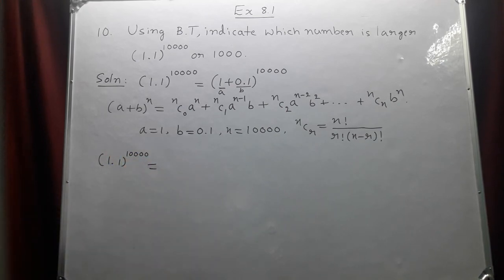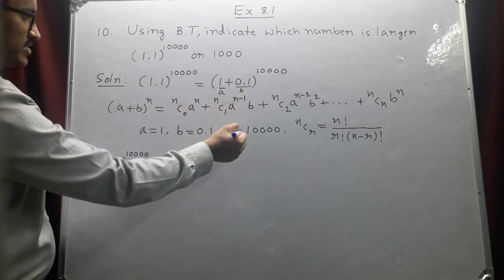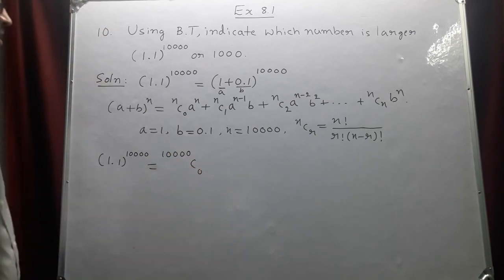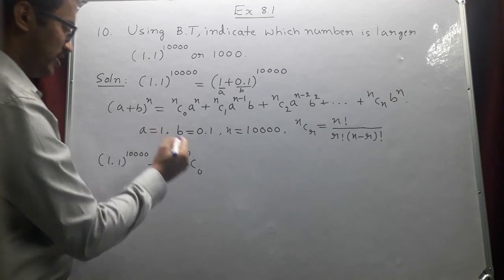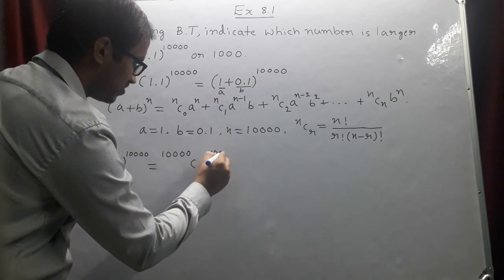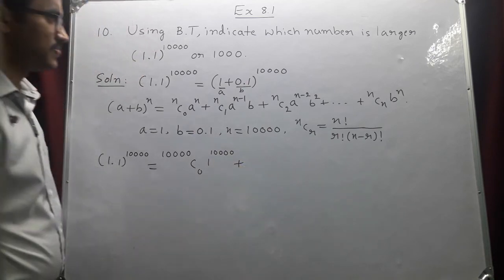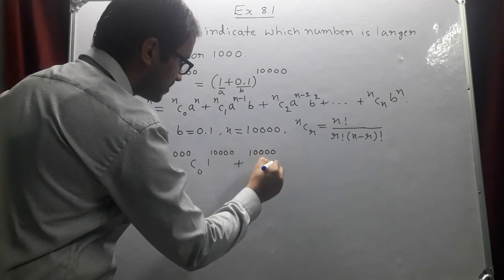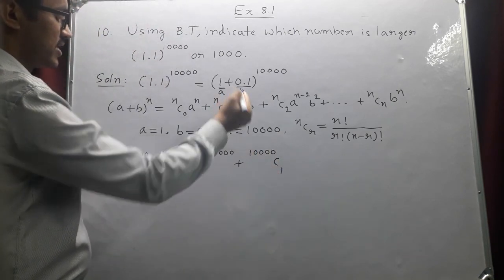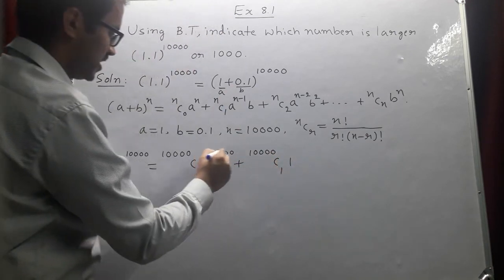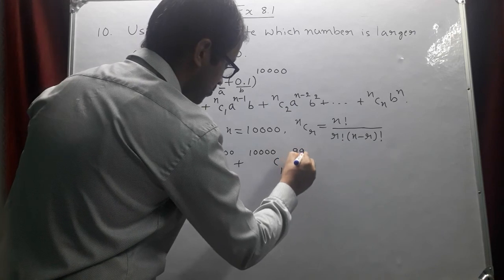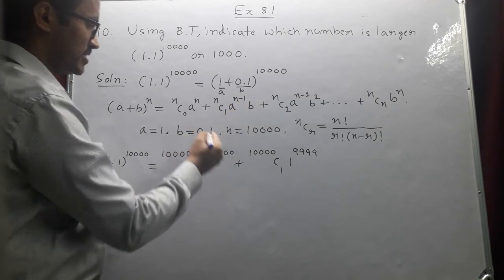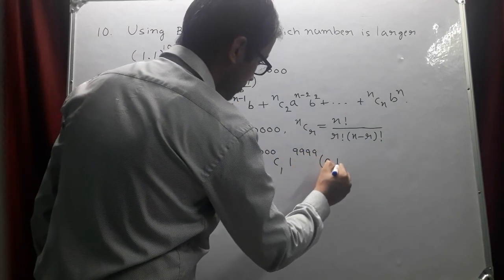is equal to nC0, n value is 10,000, so 10,000C0, a power n, a value is 1, so 1 power 10,000, plus next term nC1, so that is 10,000C1, a power n minus 1, so 1 power 10,000 minus 1, that is 9,999, into b, b value is 0.1.